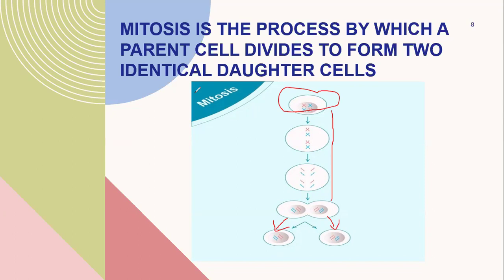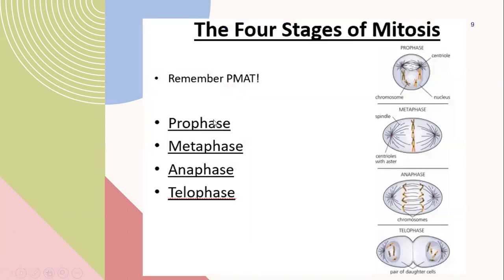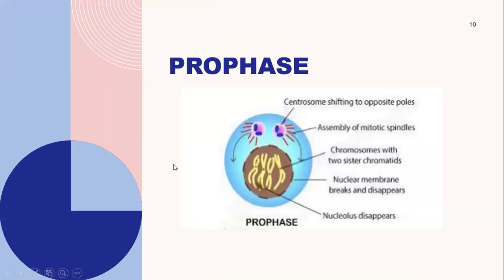For mitosis to occur, there are certain stages that will take place. In the follow-up slides, we're going to look at these stages. The stages of mitosis are prophase, metaphase, anaphase, and telophase. You can use the acronym PMAT to remind yourself, and it's in that order. First stage is prophase, then metaphase, then anaphase, and lastly telophase. So let's look at these stages individually. Our first stage is the prophase.